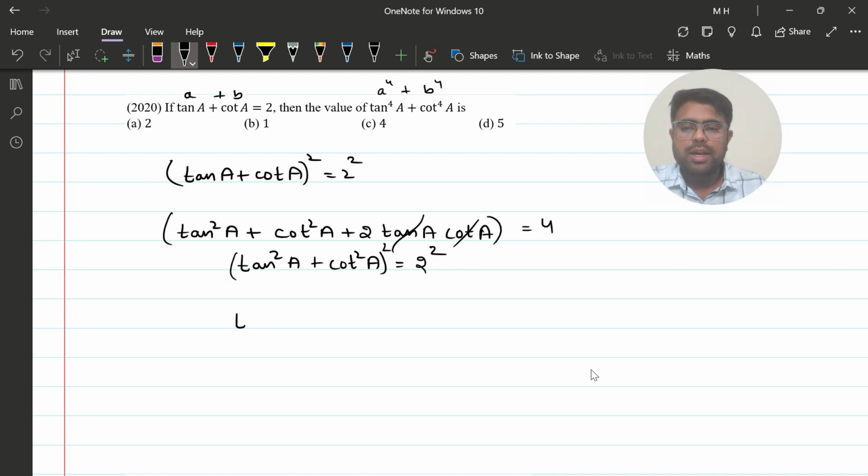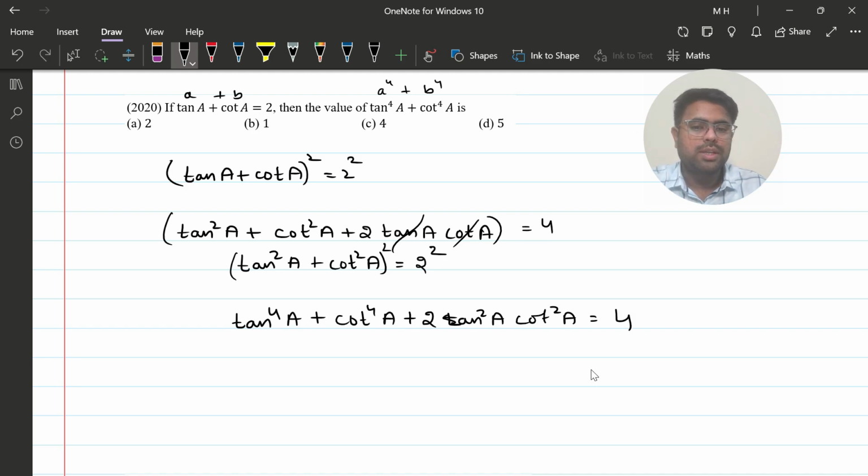So tan square a is going to be a square, that is tan raised to 4a, plus b square, that is cot raised to 4a, plus 2ab, that is 2 tan square a cot square a equal to 2 square, that is 4. So tan square cot square gets cancelled. So it is going to be here tan raised to 4a plus cot raised to 4a is equal to 2 again.